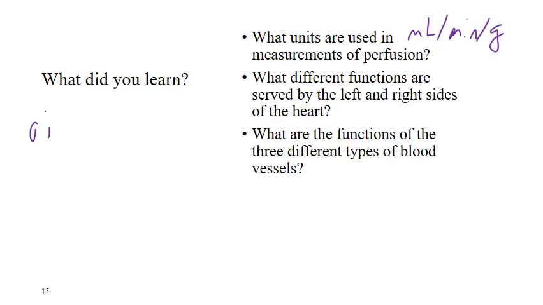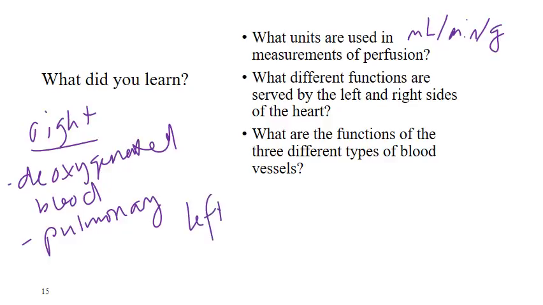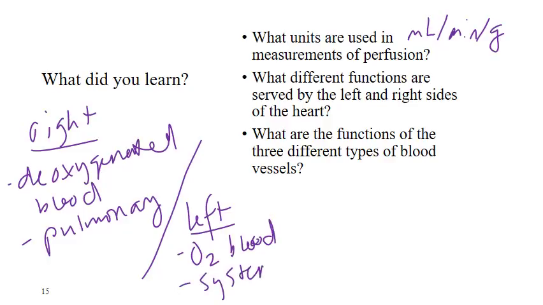And then what different functions are served by the left and right sides of the heart, right? We said that the right side was going to be specifically for collecting deoxygenated blood, and it's going to send that into the pulmonary circulation. And then our left side is going to be specifically for taking that O2 or that oxygenated blood to the systemic circulation, so to the rest of the body.